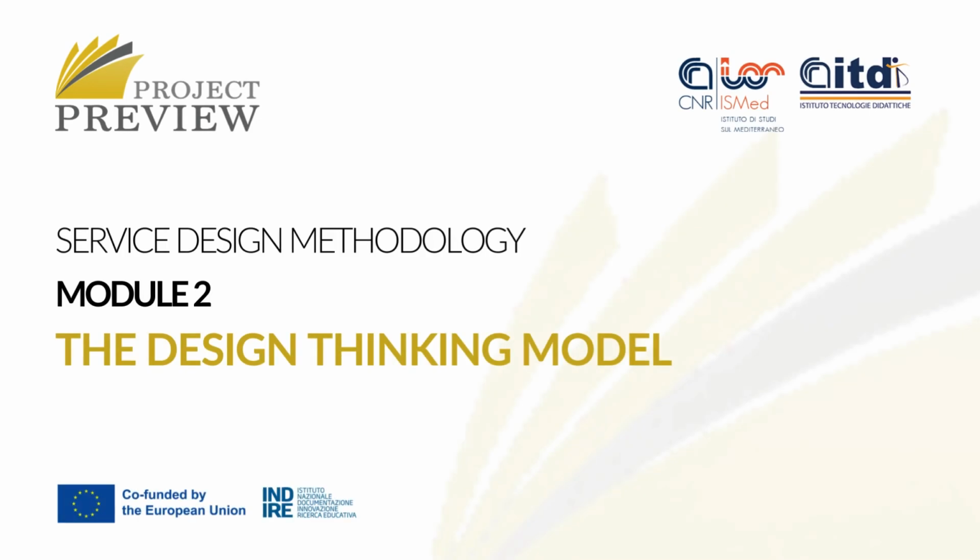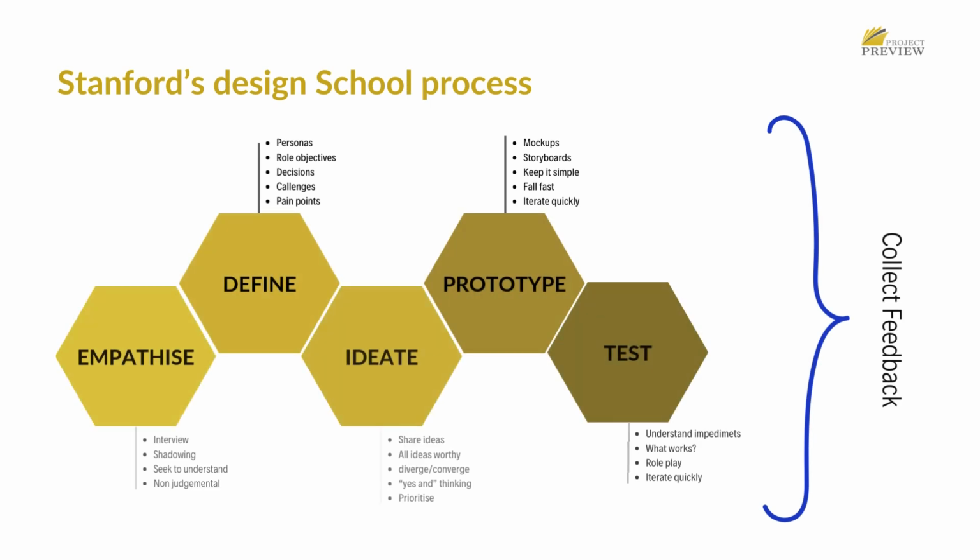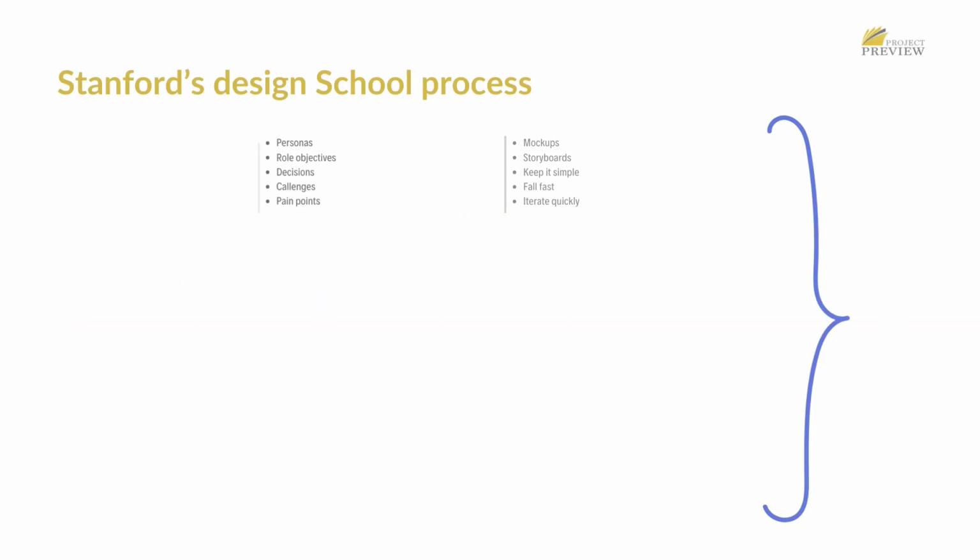Welcome to Module 2, Exploring Design Thinking Models. The Stanford Design Thinking process is a human-centered approach that emphasizes understanding people's needs, empathizing with their experiences, reframing challenges, and generating creative, out-of-the-box ideas. The process unfolds in 5 distinct steps.